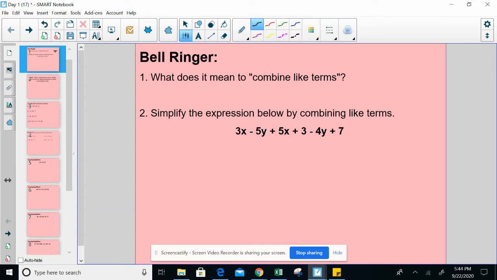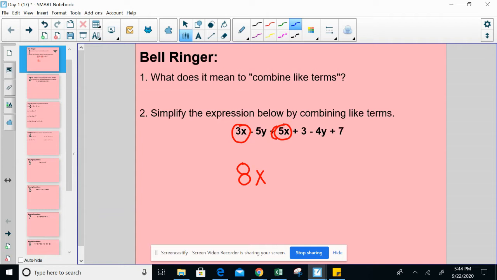So, for example, if you're looking at this expression, 3x minus 5y plus 5x plus 3 minus 4y plus 7, your like terms would be, if you take a look at all of them, a term would be like 3x is a term. I'm going to go ahead and circle that. And then we're looking for like terms, negative 5y plus 5x plus 3 minus 4y plus 7. So there's nothing else with the variable x. So 3 plus 5. It's always take that symbol out in front. So 3 plus 5, 8.